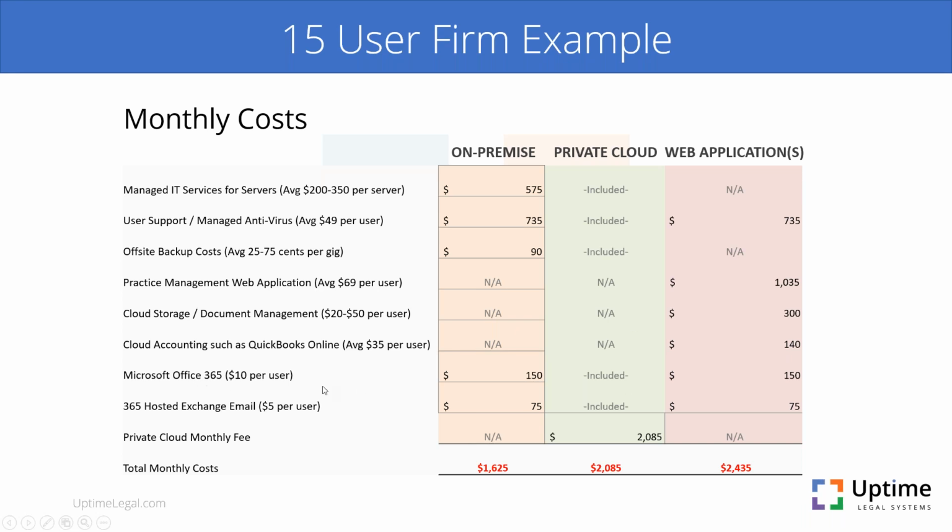Now with Office 365, which is Word, Excel, Outlook, PowerPoint, OneNote, along with hosted Exchange email, typically together, these are about $15 per user per month. Most private cloud vendors will include that fee in with their service. On premise, you'll see a lot of that still, and in web apps, you'll see a lot of that. So here's your actual monthlies. On premise, you're at $1,600 a month, and a private cloud, you're at $2,000 a month, and with a web app, you're at $2,400 a month.